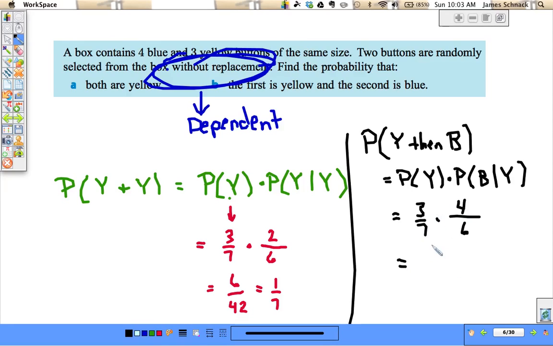So 3/7 times 4/6. I'm going to go ahead and reduce this before I multiply. 3 goes into 3 once. 3 goes into 6 twice. 2 goes into 2 once. 2 goes into 4 twice. This probability is 1 times 2, or 2, over 7 times 1, or 7. So 2/7. 2/7 of the time, when we pick 2 buttons, the first one would be yellow, and the second one would be blue. So again, this notation, this fact that one thing has already happened, just means you have to think about what has changed.